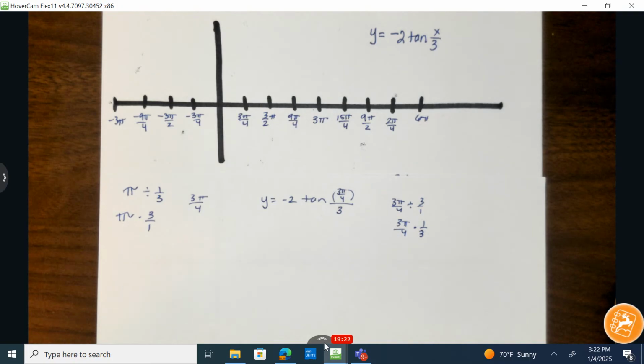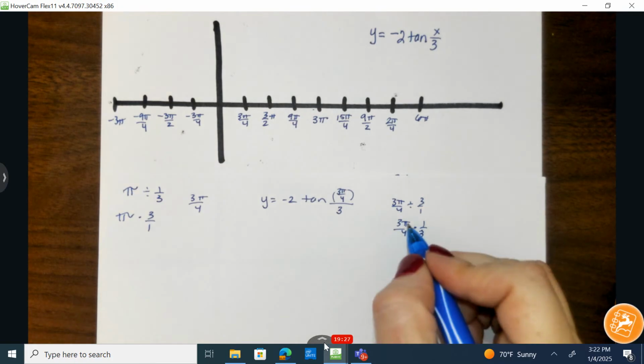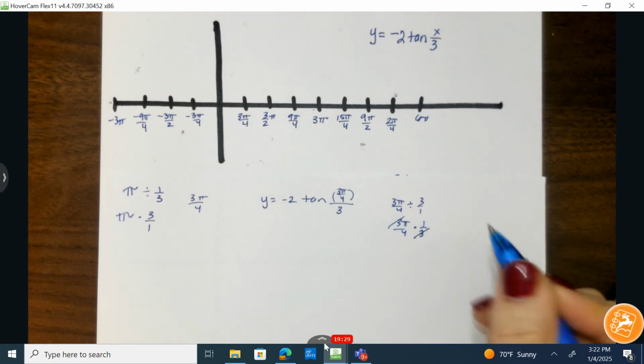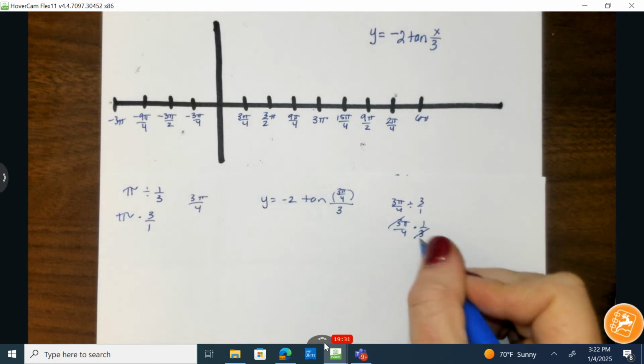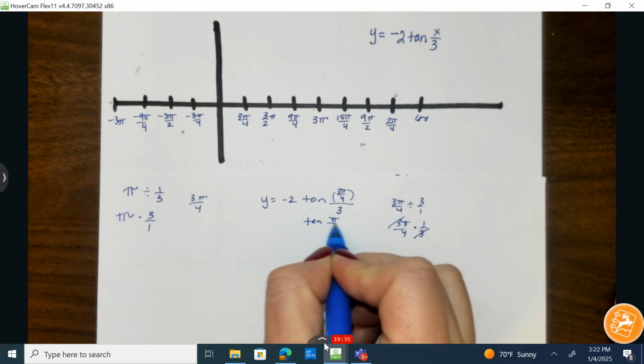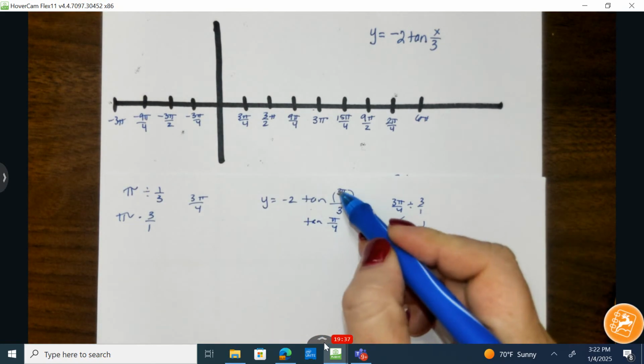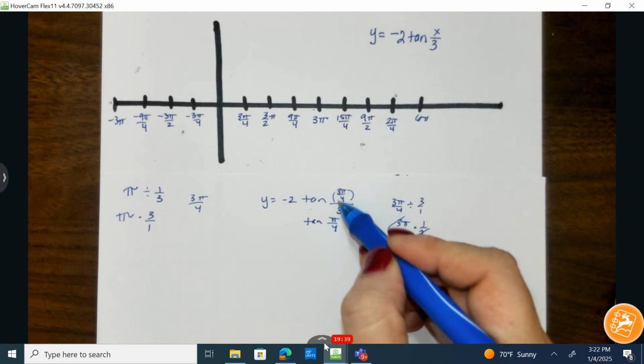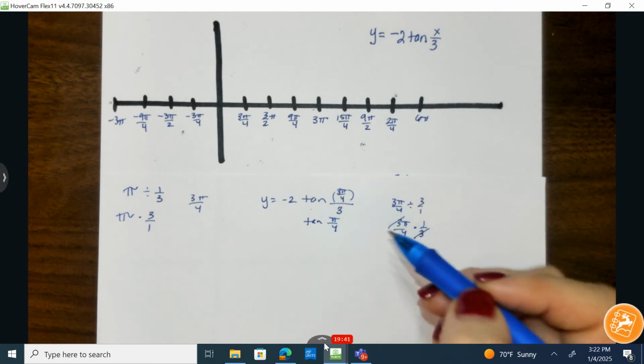So if I am able to actually see that the 3's and the 3's will simply be reduced down to 1, I get pi over 4. So I want to know, what is the tangent of pi over 4? Notice how these two, I'm just simplifying. These are the two I'm simplifying, and it leaves it as pi over 4.